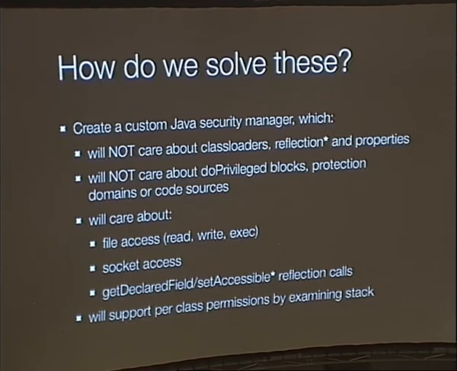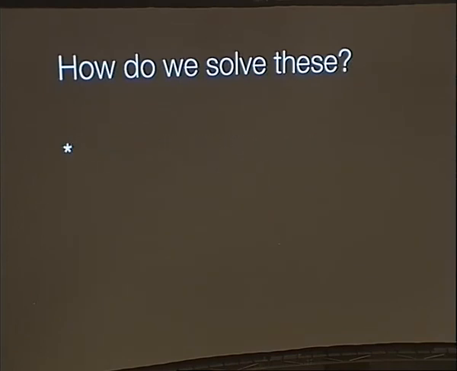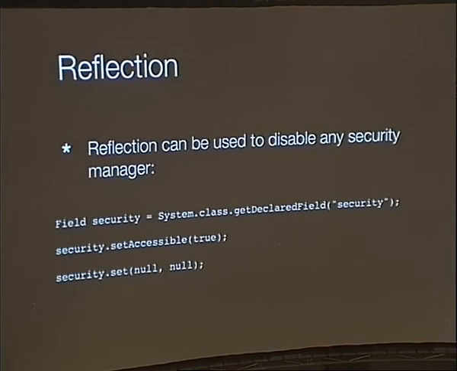The reason why we're going to care about reflection is because with reflection, you can actually disable Security Manager. So you can do things like this. Using reflection, you can get a security field, because Security Manager is effectively just a private field on the System class. You can make it set accessible. That means even though it's private, I still want to modify it and set it to null, and thus effectively disable Security Manager. So we're going to prevent that.